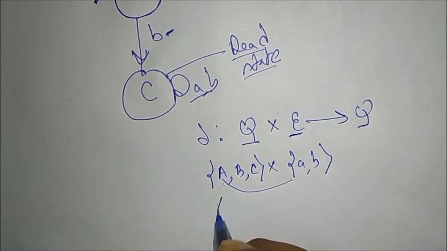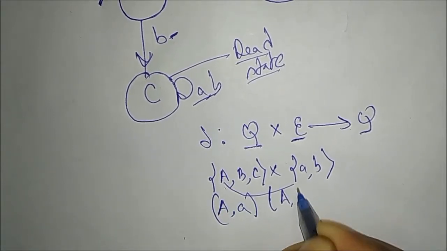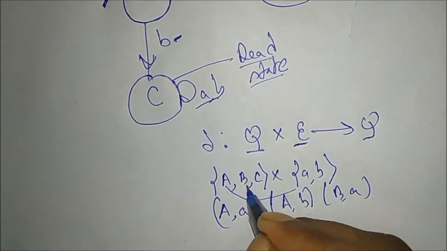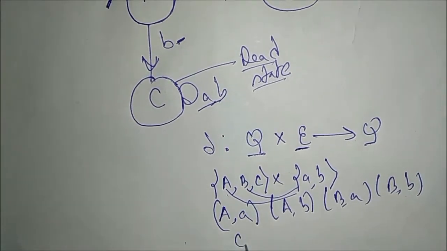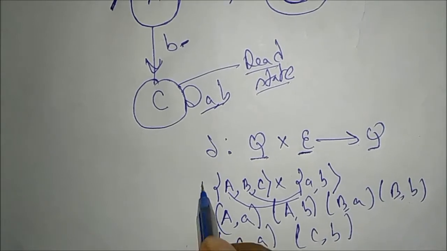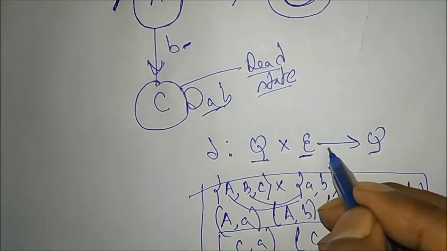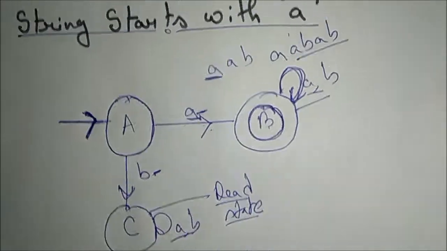After cross multiplication, we get this: A comma B, similarly B comma A, then B comma B, then C comma A and C comma B. So after cross multiplication, we are getting these states. Now this result should be mapped with Q. Now how to map with Q?